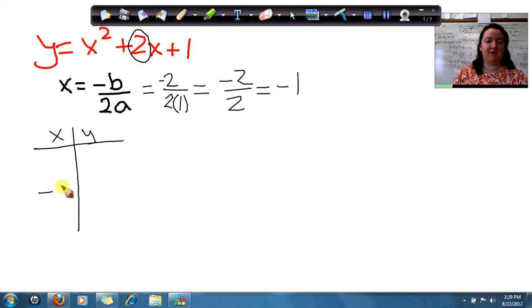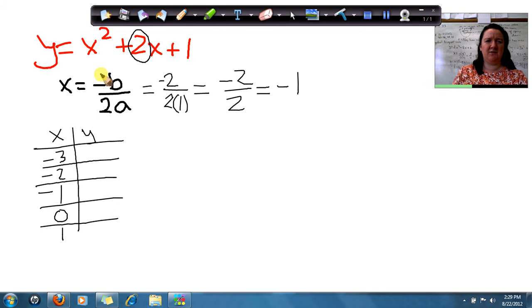I know my middle value has to be negative 1, so I'm going to go up 1 to negative 2 and to negative 3, and I'm going to add 1 to go to 0 and 1. So let's figure out the values for these points.